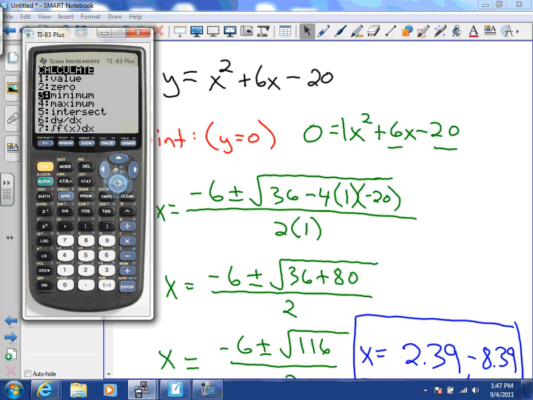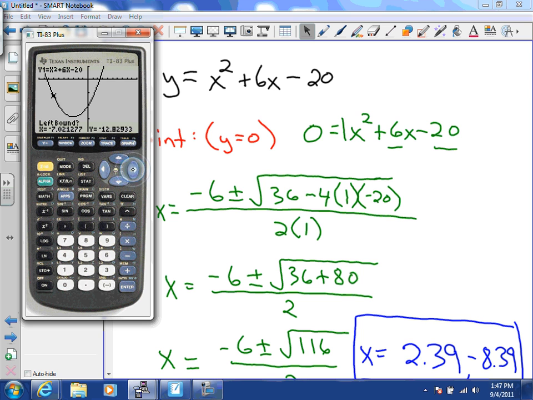To calculate these, we don't use minimum or maximum. We use zero because it's on the 0 line. That's where the y value is 0. So let's do the one over here first. Left bound means I have to go left of that point. So I keep going left until I pass it, like that. Hit enter. Right bound, I hit the right arrow until I pass it. Enter, and then enter a 3rd time. That's our negative 8.39 right there.